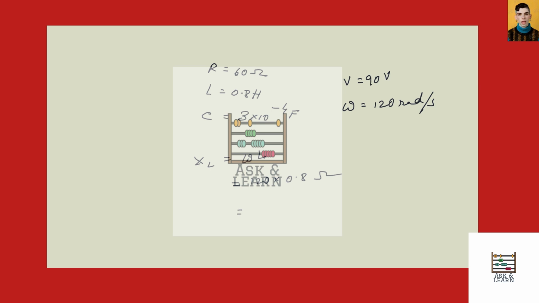It's 96 ohms. XC is the capacitive reactance, which is 1 by omega C. That is 1 by 120 times 3 times 10 to the power of minus 4 ohm. Let's see how much we're getting. It's 27.8 ohms.